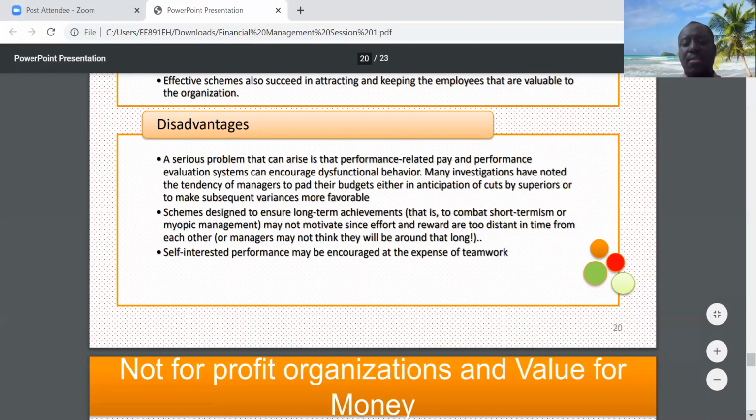And usually incentives that are designed to achieve long-term goals or purposes may not necessarily motivate employees. You know why? Because people don't want to stay in organizations for long. These days, people switch from organization to organization. So if you have an incentive scheme that seeks to ensure long-term goals or promote long-term achievements, it may not motivate people because they do not want to stay with the organization for 10 years. After 2 years, they want to leave. After 4 years, they want to leave. So that's also a disadvantage.